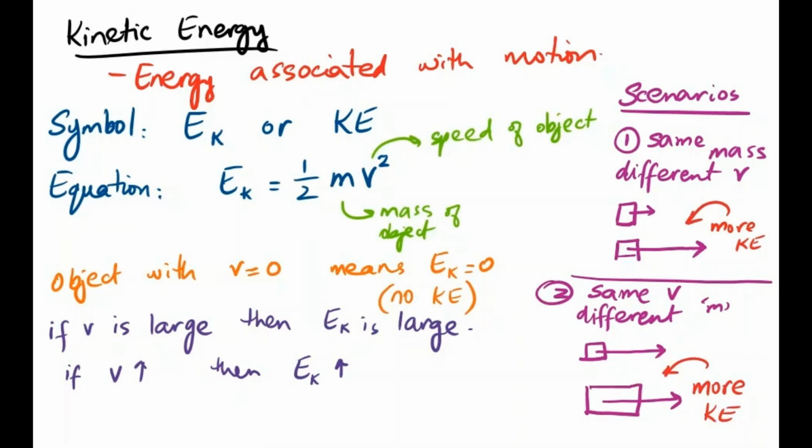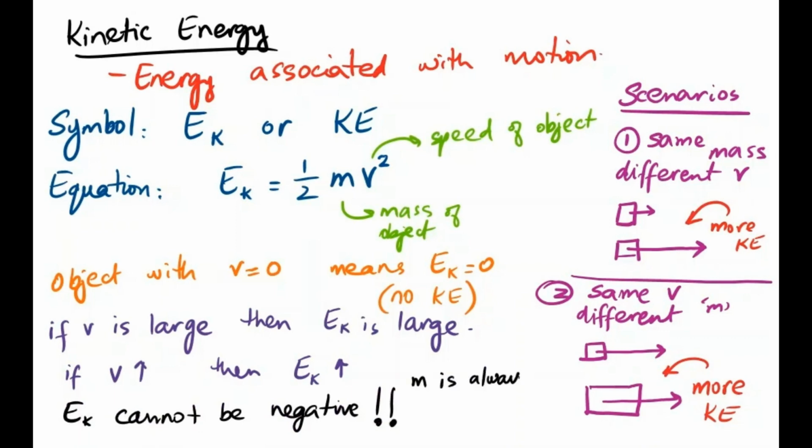You also need to remember that kinetic energy can never be a negative number, because mass cannot be a negative number. It's always positive. And the v, or the speed, even if it's negative, is squared in the equation, which means a negative number will be squared to become positive again. So keep in mind, kinetic energy can never be a negative number.